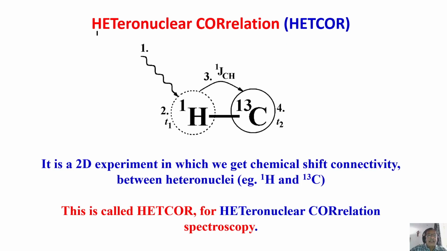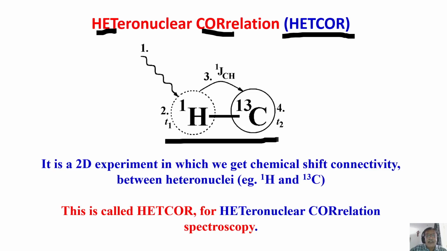This is called HETCOR. But I'm just giving you an idea. It is a correlation experiment, what we can get out of it. But remember, this HETCOR nobody is going to use. The improved version of that is called HSQC. That is what people are going to use. Okay. So we will know what to do with the HSQC later.